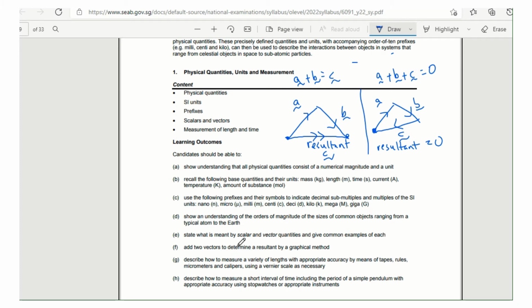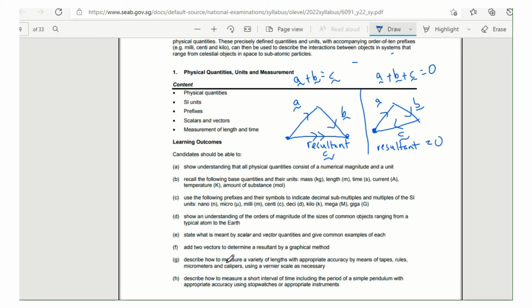Then next, describe how to measure a variety of lengths with appropriate accuracy by means of tapes, rules, micrometers, and calipers. Use a vernier scale as necessary. So you need to know how to use your ruler. Remember a ruler measures to the nearest 0.1 cm. Then you need to know how to use a vernier calipers, which measures up to 0.01 cm, and the micrometer screw gauge, which measures up to 0.001 cm.